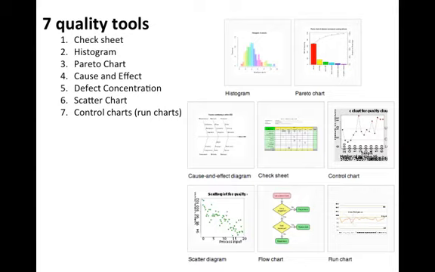The first one is a check sheet, the second is a histogram, Pareto chart, cause and effect diagram, defect concentration, scatter chart diagram, and control chart, or sometimes referred to as run charts. I'm going to go through each of these, except I'm not going to cover control charts in this video because we'll be looking at it in other videos.